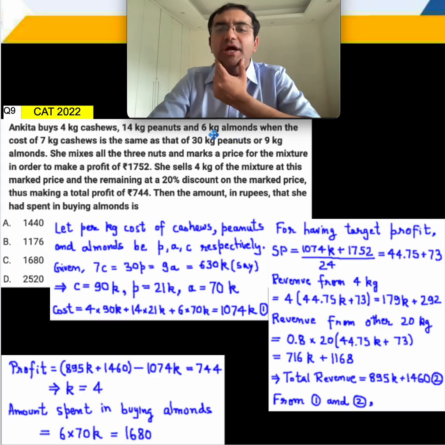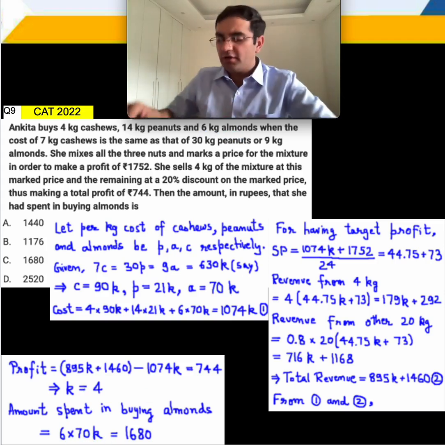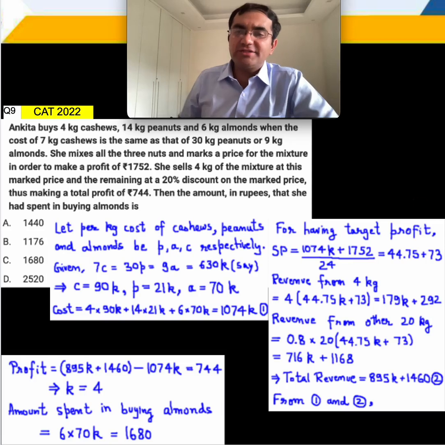6 kg almonds, okay. And the price of almonds was 70K. So 6 kg at 70K, the value of K is 4. You get 1680 rupees as the amount spent for almonds, right?